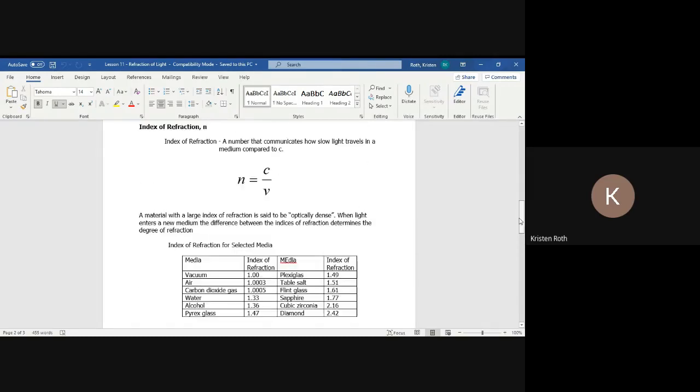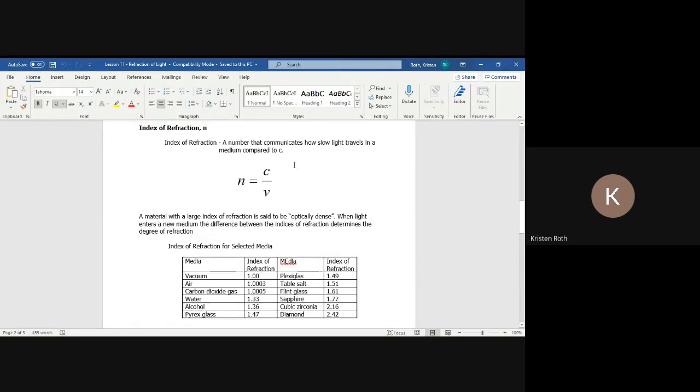Math here. We're using this equation, okay? So c is our constant. That is the speed at which light can travel the fastest. n is our index of refraction. v, velocity, is the speed of light in something else. So say we want to know what, let's look here.